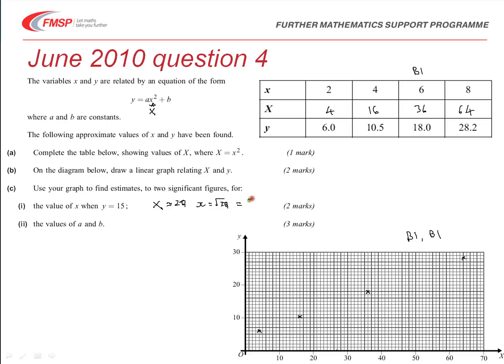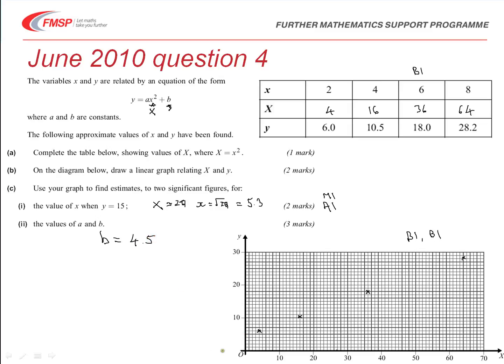Either way, your approximate value is going to be around 5.3. Okay, remembering to take the square root will give you a method mark for that part, and then you'll get an accuracy mark for the value that you obtain. Obtaining the y-intercept, the value of b, if you remember, because that's corresponding to this value in your equation. We just follow the line back, we would see that that is approximately 4.5.